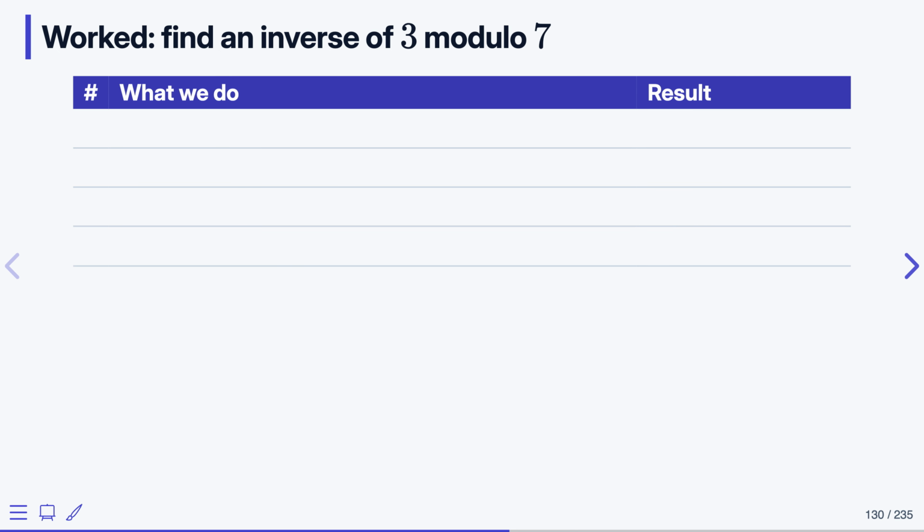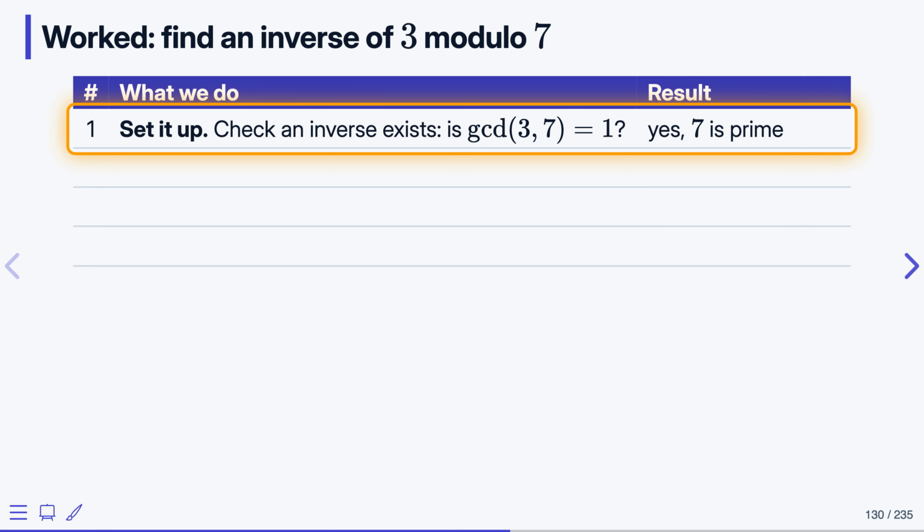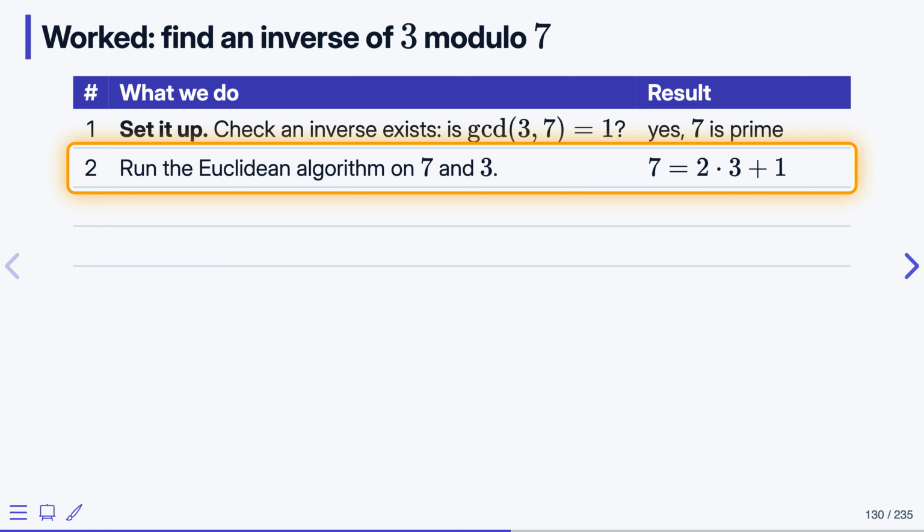Let's find an inverse of 3, mod 7, using the method rather than by guessing. Step 1. Set it up. First check that an inverse exists. Is the greatest common divisor of 3 and 7 equal to 1? Yes, 7 is prime and does not divide 3. Step 2. Run the Euclidean algorithm on 7 and 3. 7 equals 2 times 3 plus 1. That is the whole run because the remainder is already 1.